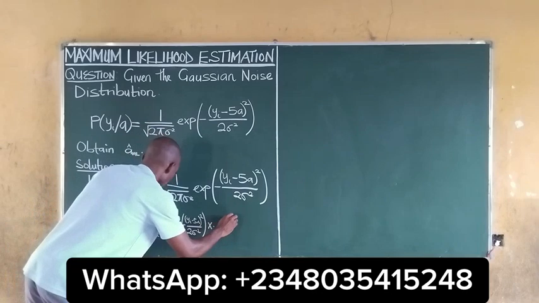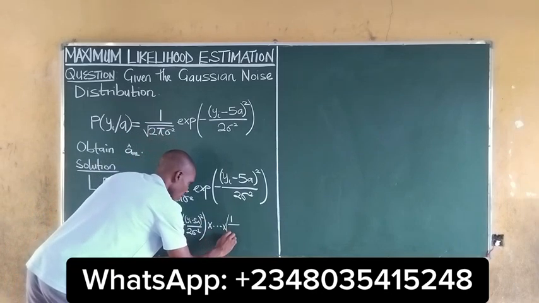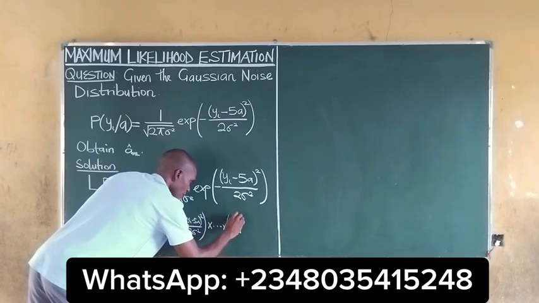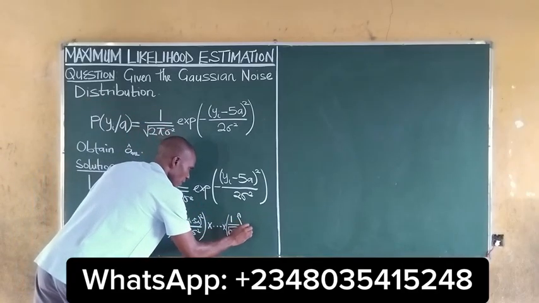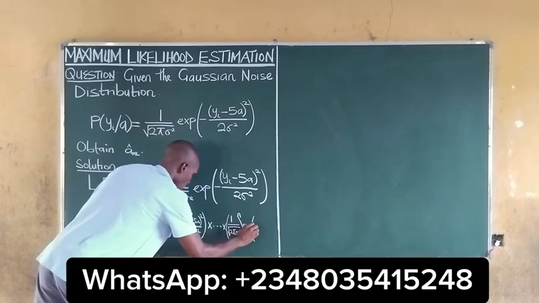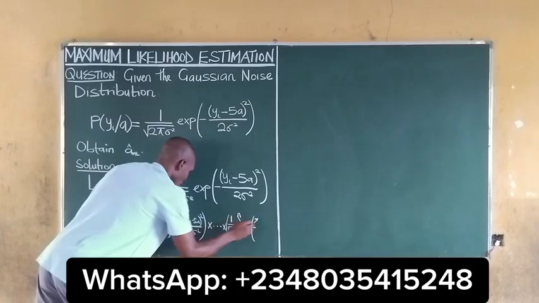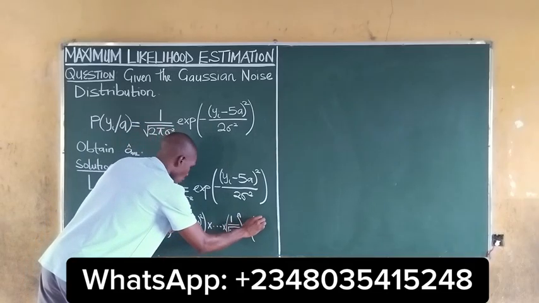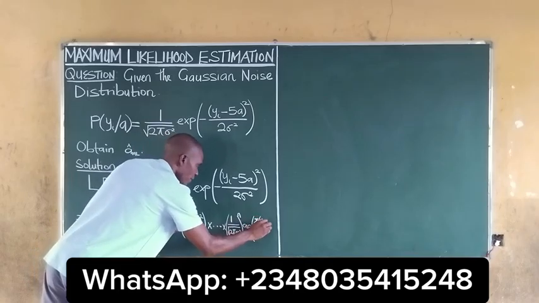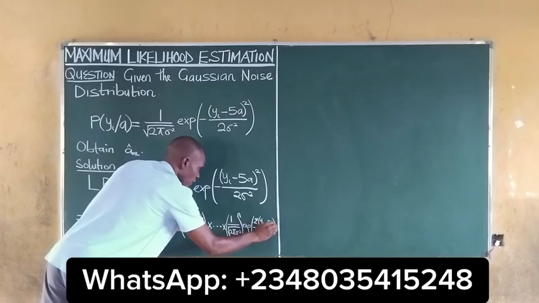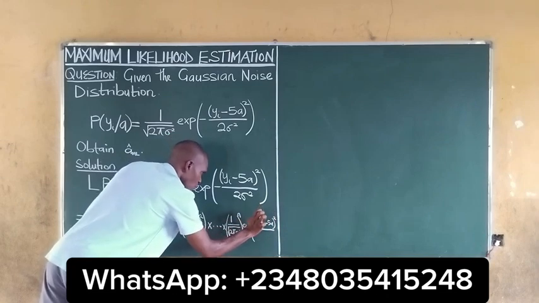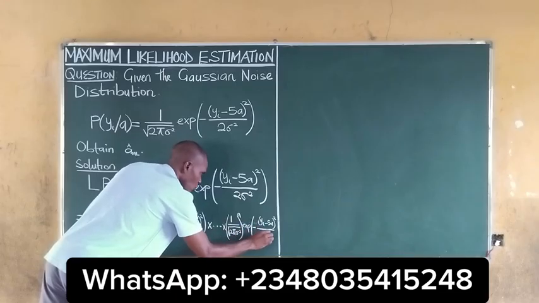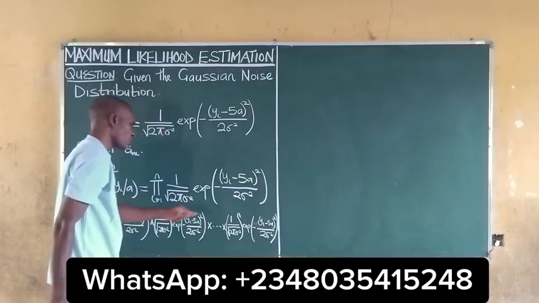Will give us 1 all over square root of 2 pi sigma squared raised to the power of n, because this will go n times, exponential negative. This will sum the whole of this to give us yi minus 5a raised to the power of 2 all over 2 sigma squared. So this is what we'll get.